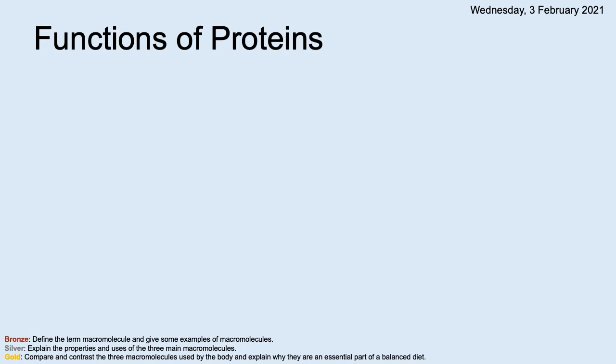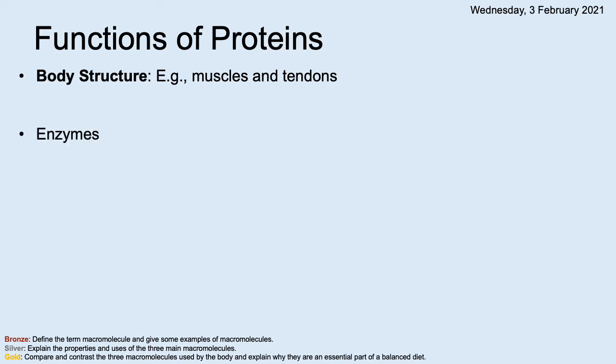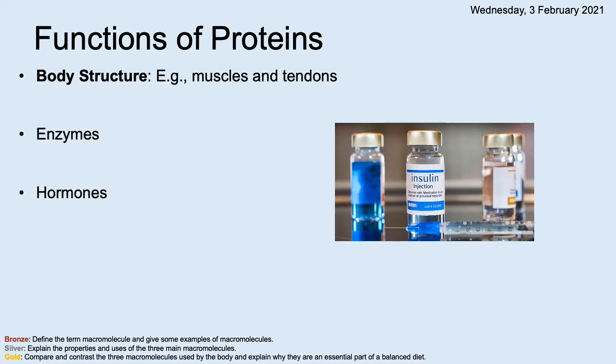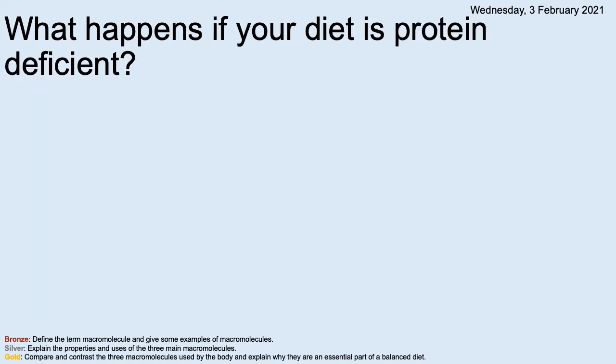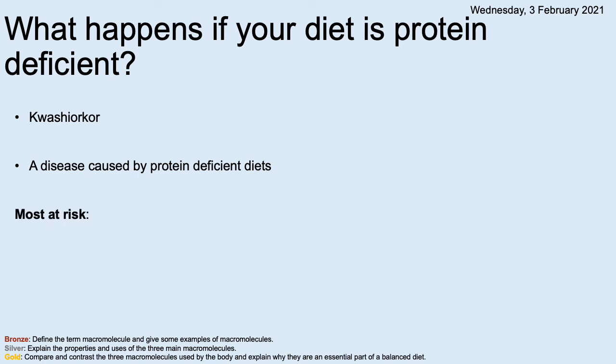So the functions of proteins then, you've got body structure. Proteins make up muscles and tendons, among other things. Enzymes, hormones such as insulin, and antibodies. But what happens if your diet is protein deficient? Well, there's a disease called kwashiorkor, which is quite hard to say. And that is a disease caused by protein deficient diets.